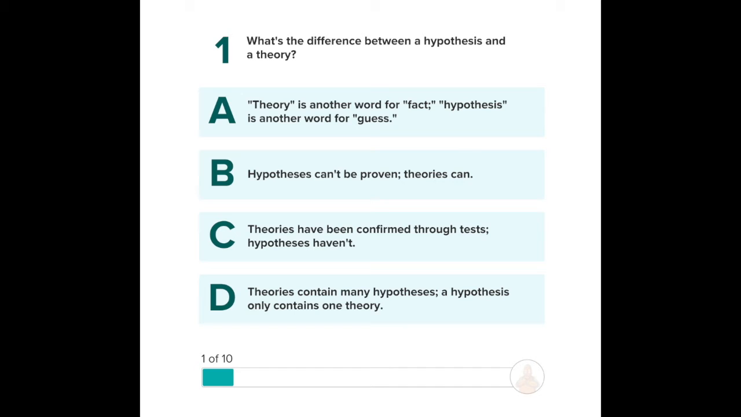Next, we'll go over the Brainpop quiz. Feel free to pause after I read the questions so you can make your guess before we go over the answer. Number 1. What is the difference between a hypothesis and a theory? The difference between hypothesis and theory is that theories have been confirmed through tests, hypotheses haven't.